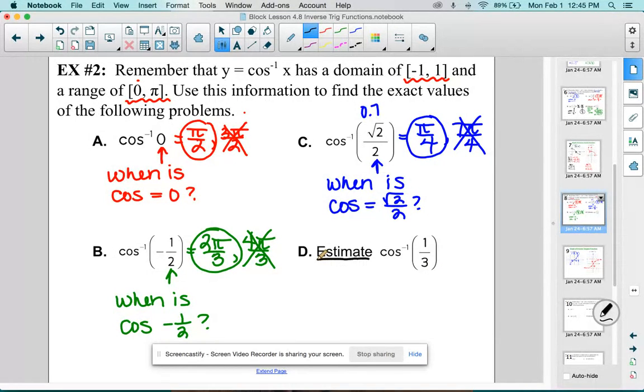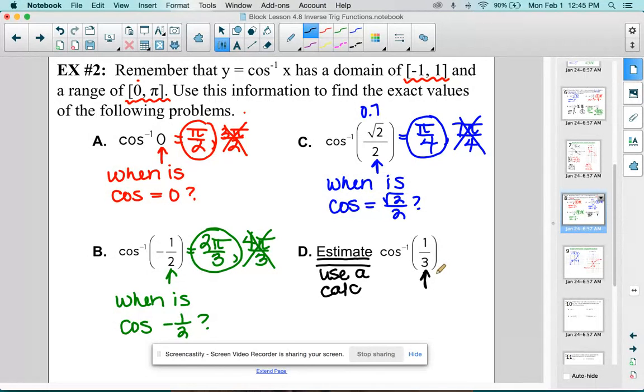Last one, remember that if it says estimate, that means it's not a unit circle value, so you will use a calculator to do this. You still have to go through the procedure of checking to make sure that this is a domain value. Then you can go to your calculator, and you're going to want to make sure you're in radian mode.